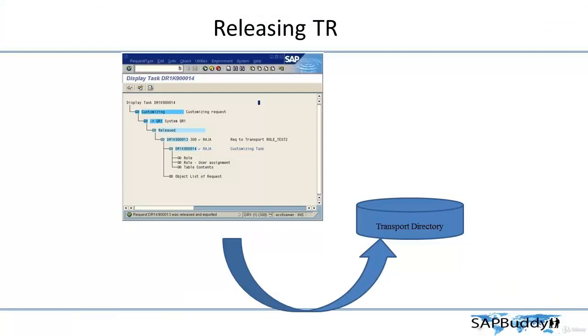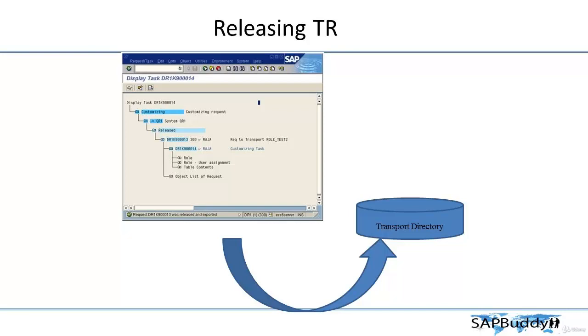So let's go back to our presentation. Next we are talking about releasing the TRs, which we already know. When you release the TR, it will be transported to the transport directory. That is again saved as raw files. We can also use these raw files to manually move from one system to another system, which is not even in the landscape. In general, if you buy some of the tools from external vendors, they will give you the TR files.